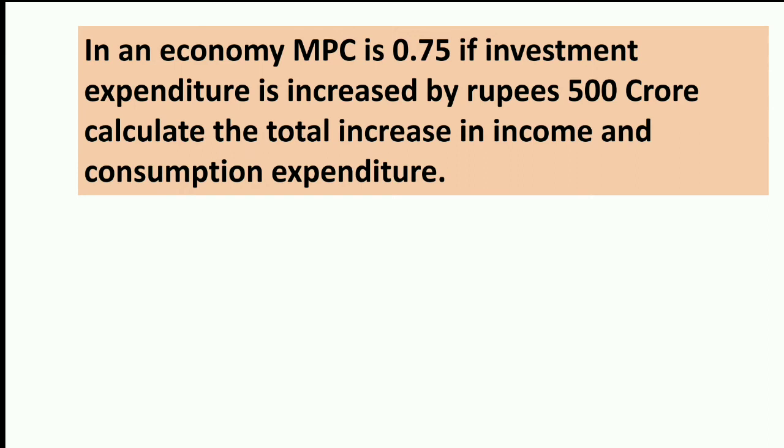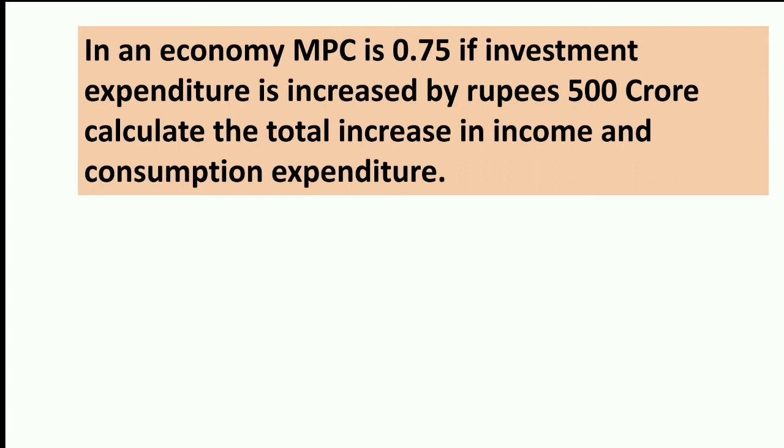Then the next question says, in an economy MPC is 0.75. If investment expenditure is increased by rupees 500 crore, calculate total increase in income and consumption expenditure. This is also very easy. You can do it. So first try yourself, pause it, try yourself and then look at the solution. So let's move to its solution.